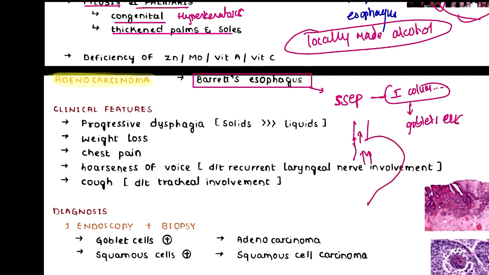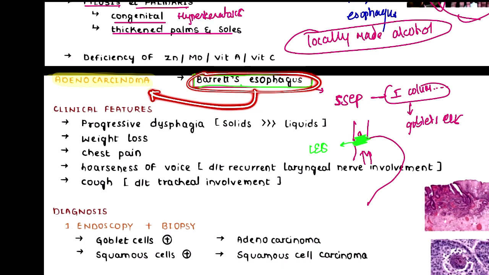The main region in which we will find Barrett esophagus is the lower one-third of the esophagus, or the region where the lower esophageal sphincter is present, right? So we said that if there is chronic damage to the esophagus because of Barrett esophagus, then there can be the condition of adenocarcinoma also, right? So these are the things that we discussed.